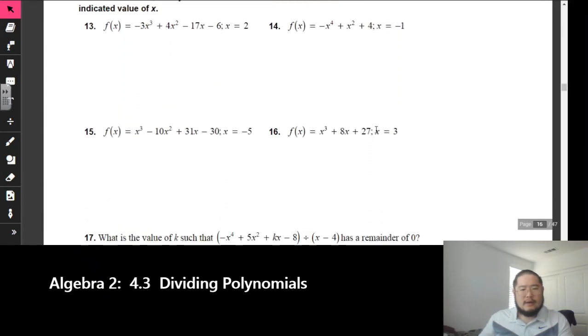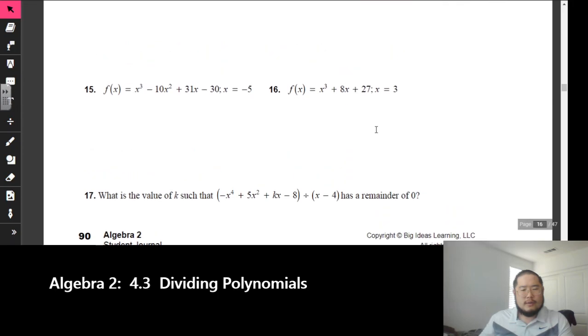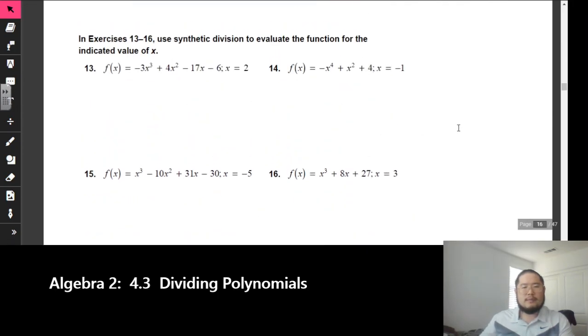Let's go ahead and go down right here to number 13. All right, so it says we're going to use synthetic division to evaluate the function. Okay, so it's kind of an easy little short method of trying to evaluate without having to plug everything in. I mean, you could simply use a calculator, but they're saying there is other methods, right? You gotta love Common Core. So the first thing right here is this. It tells us that x equals 2.